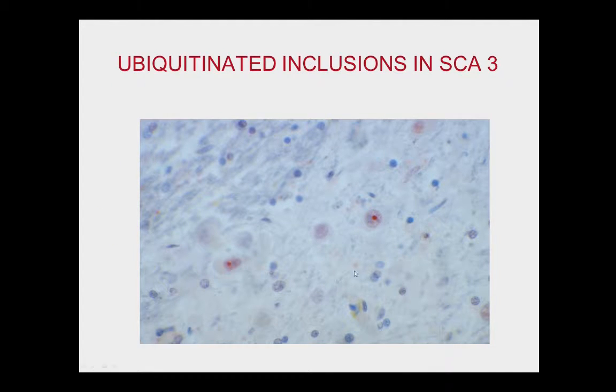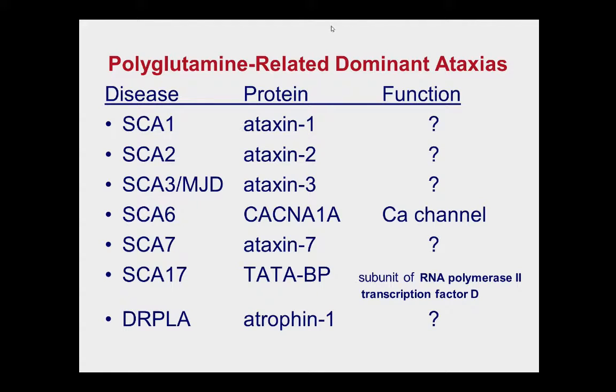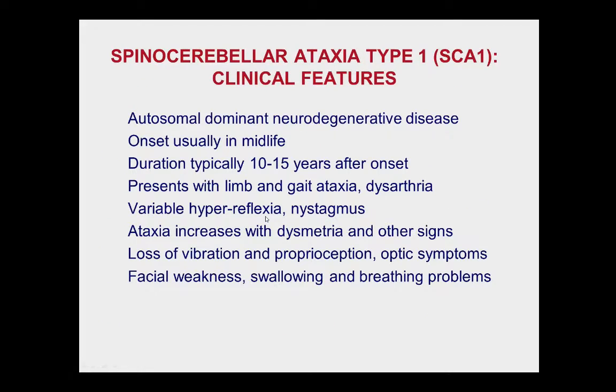This is an example of what these inclusions look like. This is a section from the pons in a patient with SCA3. You don't see these by H&E, but they miraculously appear with ubiquitin stains or a stain against ataxin-3. This is just a list of the ones that cause ataxia. For most of them, the function of the protein is not known. The major exception here is SCA6, where the protein is actually a calcium channel. And we'll return to that a little bit later in the talk.